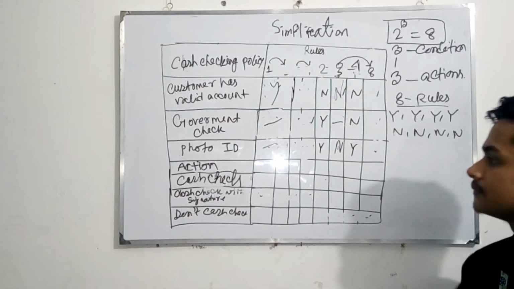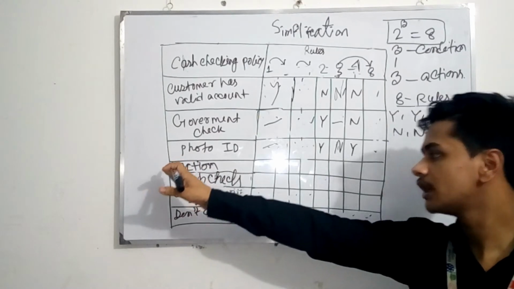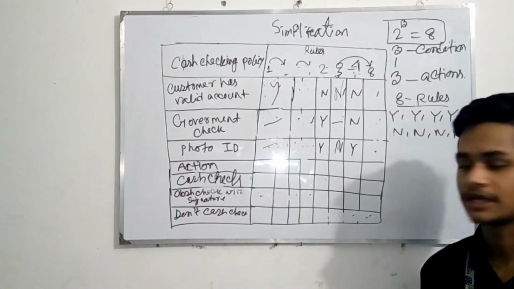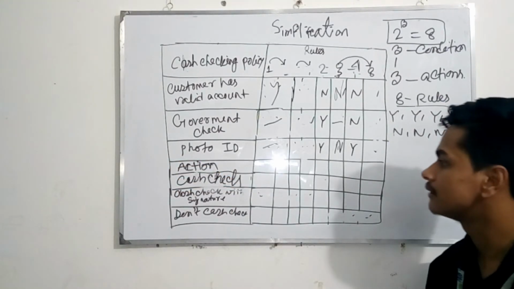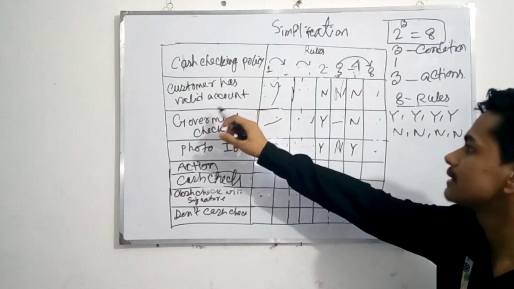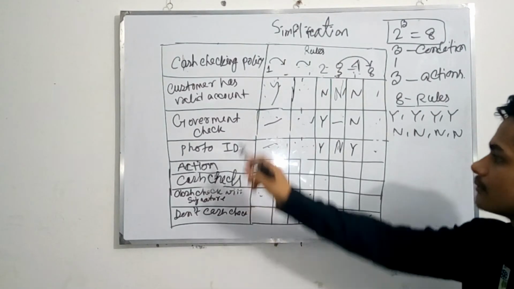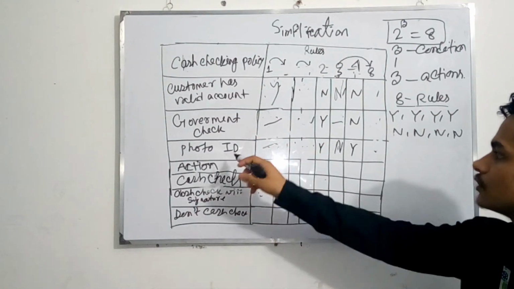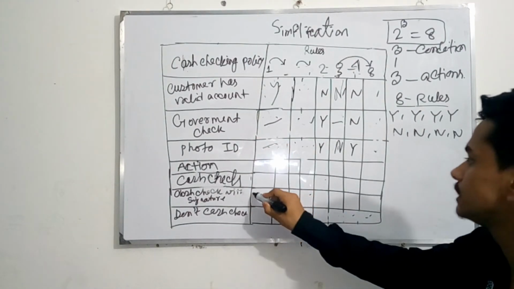So at last we can do the action to complete my problem. Here we can see that customer has valid account number, yes. Government check, doesn't matter. Photo ID doesn't matter. So they can cash check with their signature.